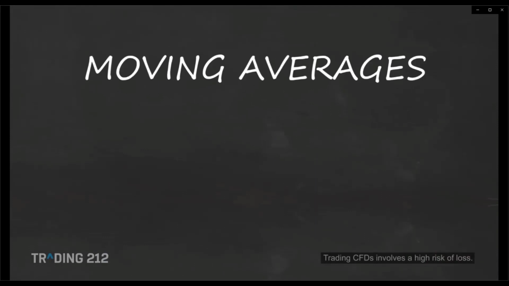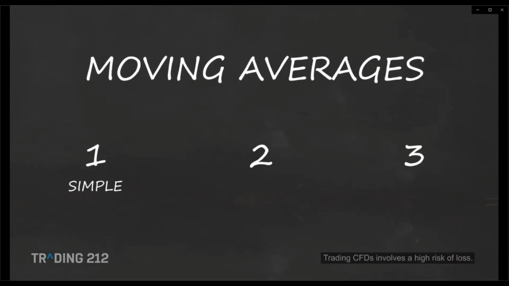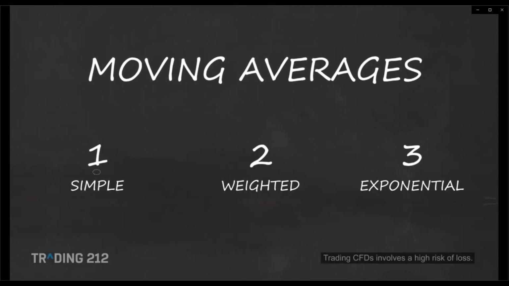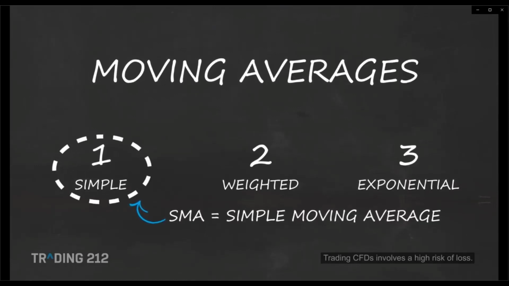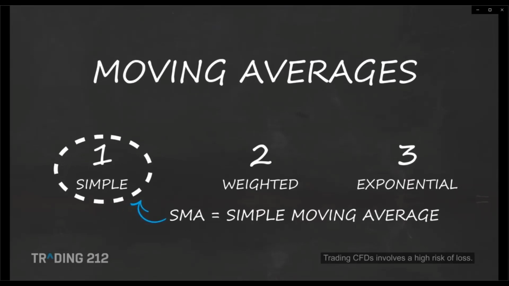Let's take a look at the types of moving averages. There are three main types: simple, weighted, and exponential. We will discuss the simple moving average, or SMA, first and show you how it's calculated so that you can adjust it according to the given market circumstance.